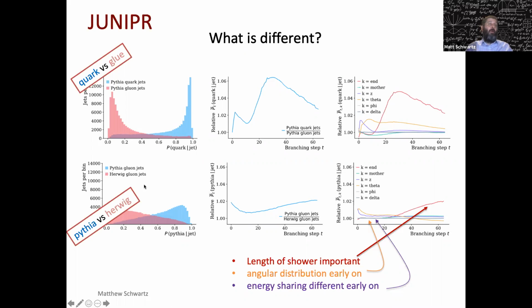And then you can break it down and see what aspect of the tree was useful for doing that discrimination. You can also distinguish two simulations. You can see why Pythia is different from Herwig and tell apart the two simulations from the data.